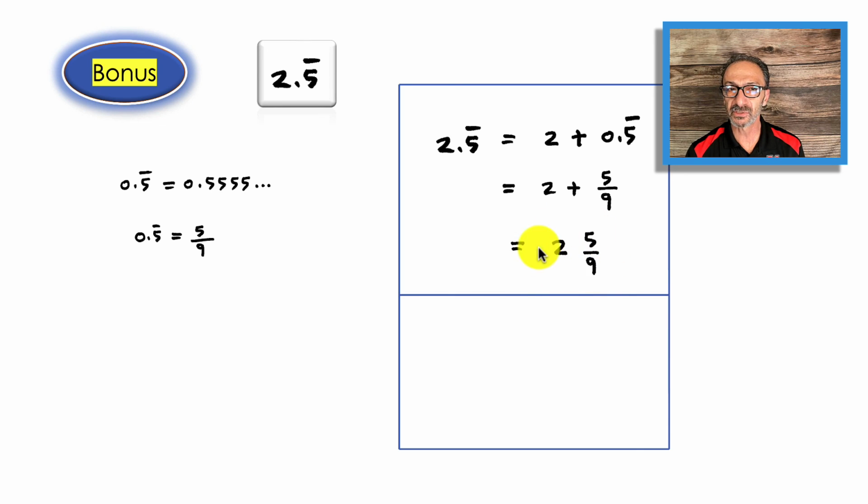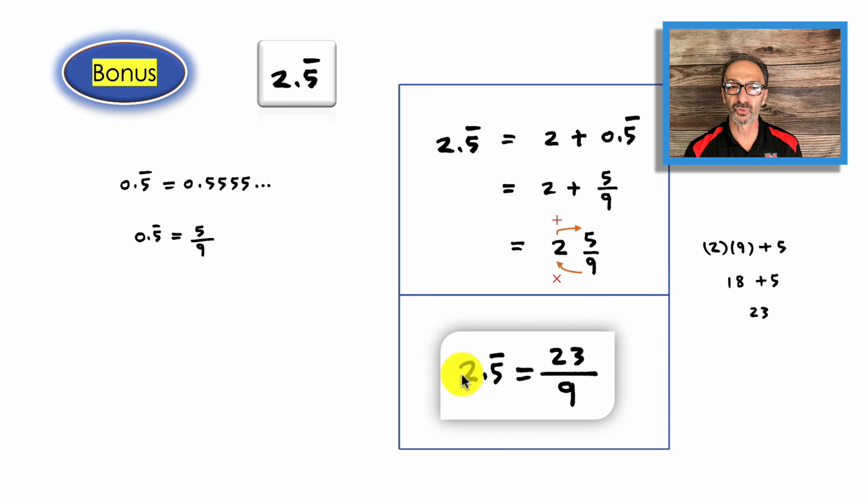Now we could convert this mixed fraction to an improper fraction. How? You could multiply the 2 times 9, and once you're done, add the 5, and that becomes your new numerator. This is what I mean. 2 times 9, then you add 5. That's 18 plus 5, 23. That's my new numerator, with the denominator as 9. So 2.5 repeating is 23 out of 9, and I would say that should do it.